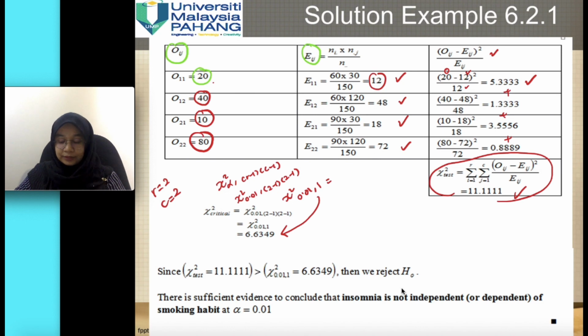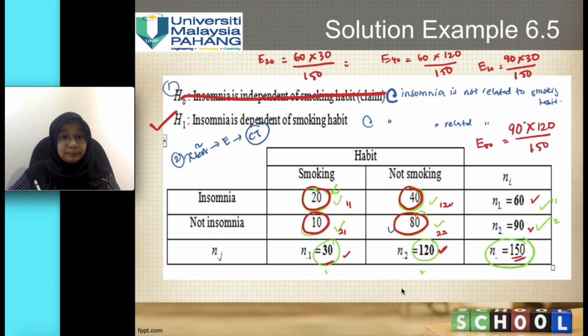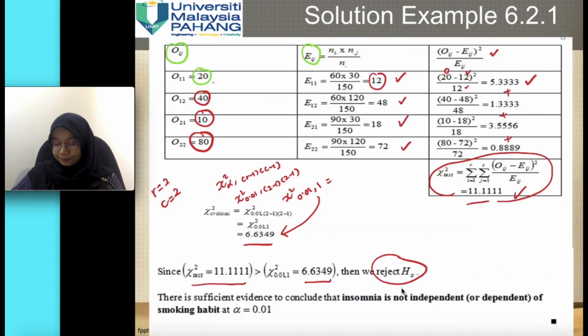6.6349. Okay, then you compare. Chi-square test, 11.1111, is greater than the critical value, so reject H null. So, if you reject H null, what will happen? You reject this one, so you take this. At alpha 0.01, insomnia is dependent on smoking habit, or insomnia is related to the smoking habit.